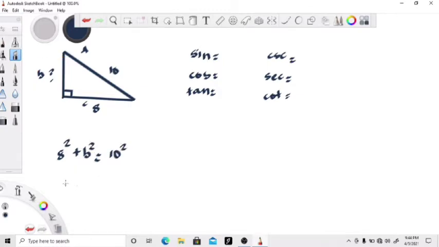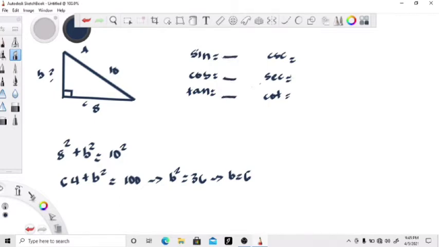8 squared plus b squared equals 10 squared. 8 times 8 equals 64, plus b squared equals 10 times 10 equals 100. So it's 64 plus b squared equals 100. Now subtract 64 from 100. The answer is 36. So b is 6, which 6 times 6 equals 36. So if you divide it, it's 6, or lowest term.